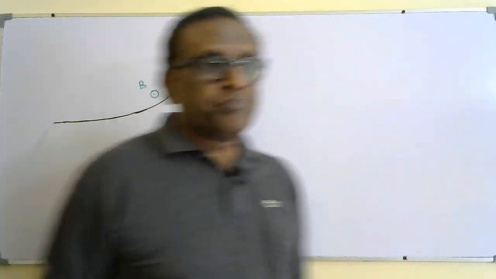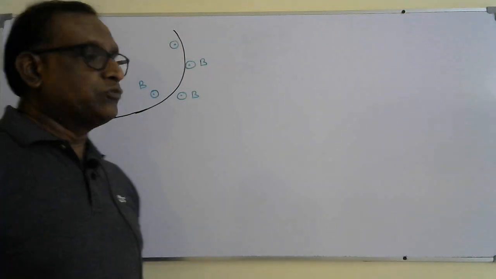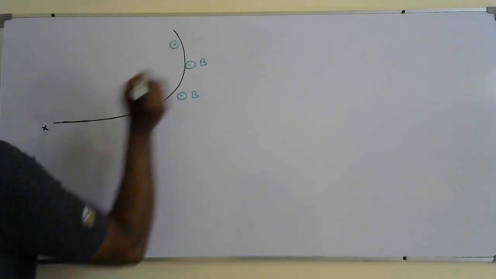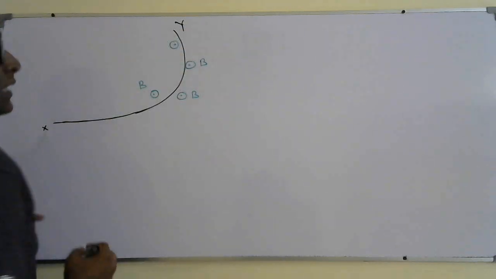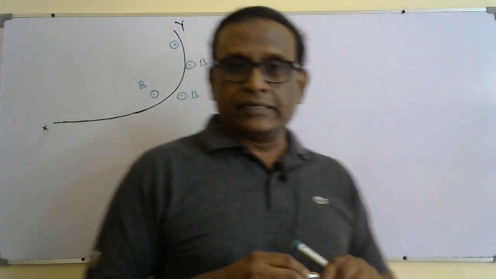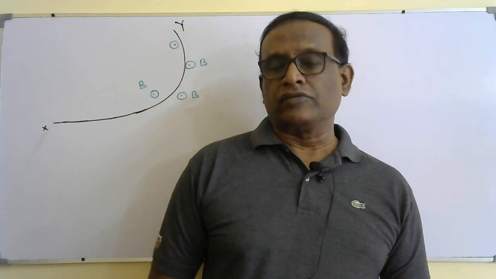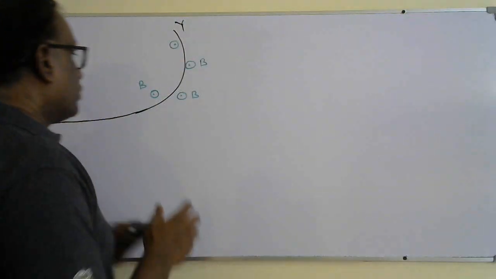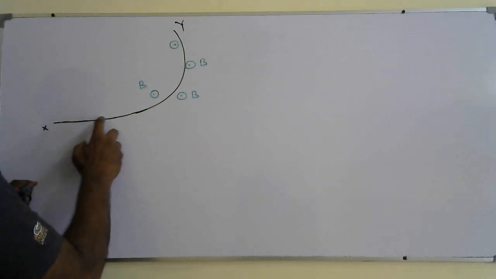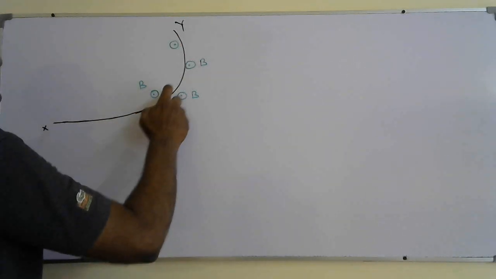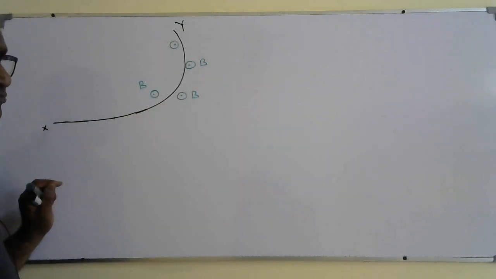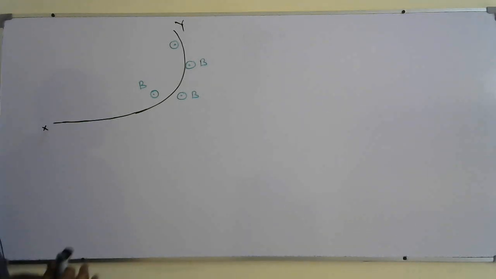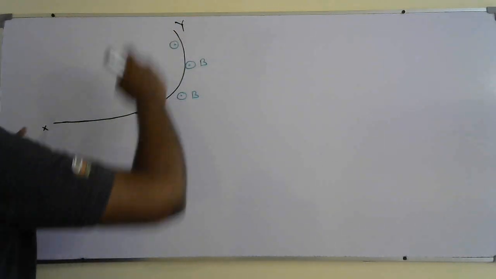Okay, how to find it? First we should identify which direction it is moving. Is it moving from X to Y, or Y to X? Since it's moving in a medium, due to continuous collision with the atoms of the medium, it will lose kinetic energy and the radius of the path will decrease. Here the radius is large and looks almost like a straight line. The curvature is increasing, so the radius is decreasing. That means it's moving from X to Y. So the direction of motion we identify: it's moving from X to Y.